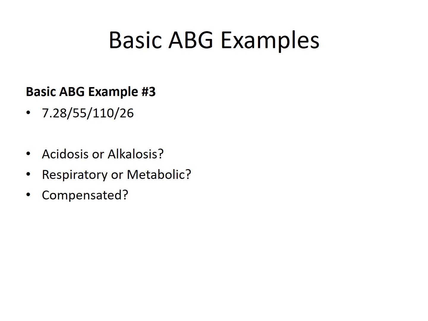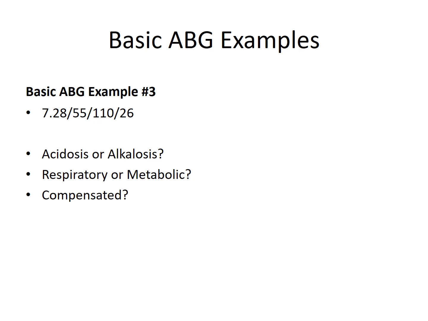Is this an acidosis or an alkalosis? Is this primarily a respiratory or a metabolic abnormality? And then third, and most importantly for this question, is this abnormality compensated? I'll wait a second. Okay, first step. Determine whether the primary abnormality is fundamentally acidosis or alkalosis. So which is it? Second step. Determine the type of primary abnormality in the ABG. Third step. Determine whether the primary abnormality is compensated or not.